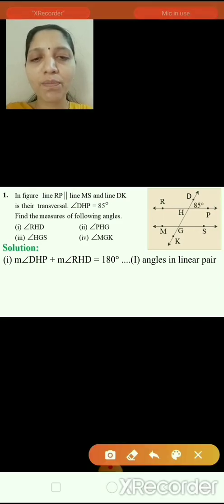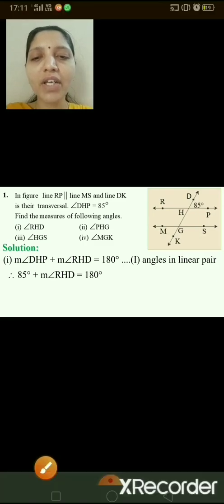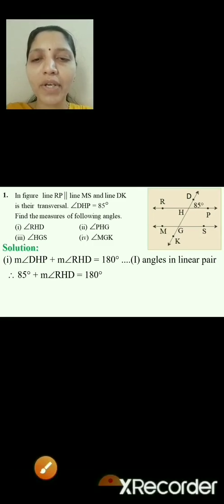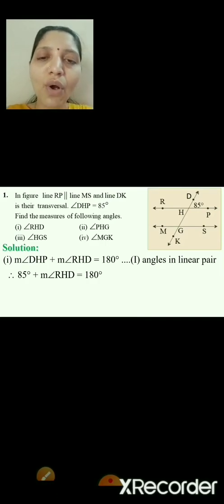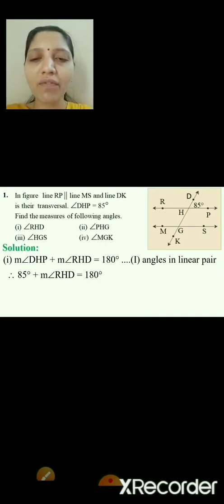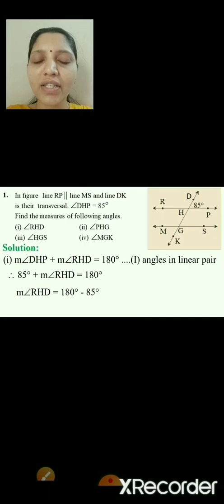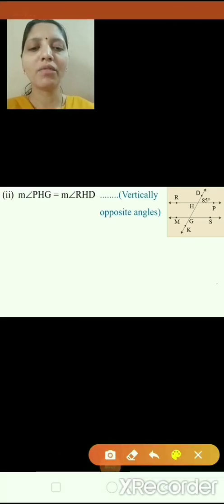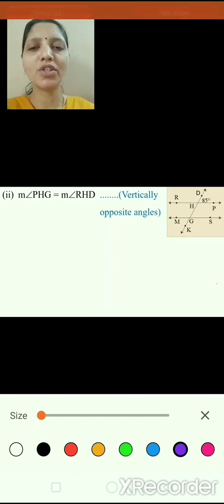But angle DHP is given as 85 degrees, so you can substitute that value. So angle DHP is 85 degrees. So 85 degrees plus measure of angle RHD is equal to 180 degrees. Now shift this 85 degrees to the other side of the equal to sign. You will get measure of angle RHD is equal to 180 degrees minus 85 degrees, that is equal to 95 degrees. So hence we have solved the first part. Now let's see the second part. In the second question, we have to find measure of angle PHG.